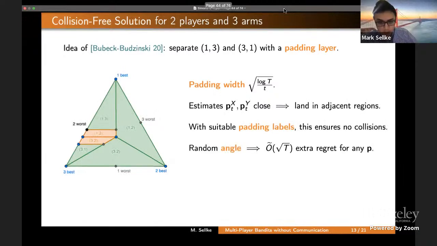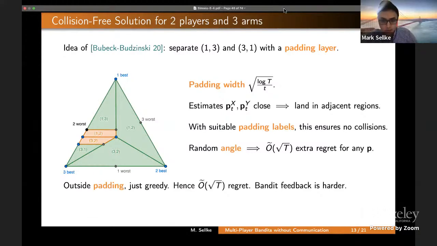Okay, and if you put the orange padding layer in a random location, like you give it a random angle, then on average you're going to hurt any given problem instance a small amount. You're spreading out the extra regret. And outside the padding, you can just be greedy, so you can get square root T regret.